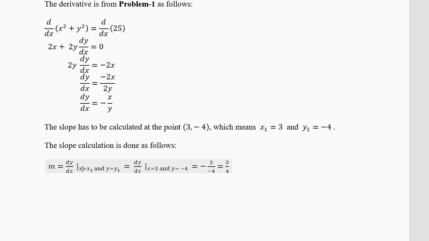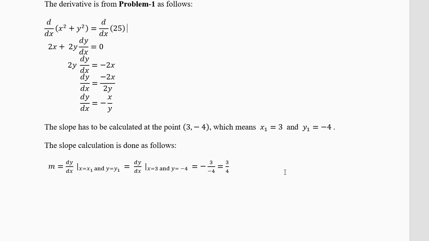Now you know, in simple derivatives there is no y. In finding the slope, it is x equal to x1. There is no need to write y equal to y1. Now here it is important, x equal to x1 equal to 3 and y1 equal to minus 4. Now take x equal to 3 and y equal to minus 4. You will get minus of 3 divided by minus 4, and that's equal to 3 by 4. The slope is 3 by 4.